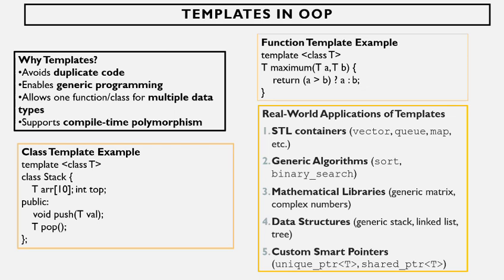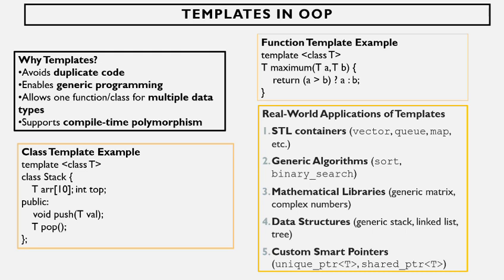Now, when we come to templates in OOPS, or object-oriented programming, why do we use templates? It avoids duplicate code. It enables generic programming. It allows one function or class for multiple data types, and it supports compile time polymorphism. As said, it avoids duplicate code and supports compile time polymorphism, which are the main key factors why we use templates. Two types of templates are given here, the class template example and the function template example. You can see here.